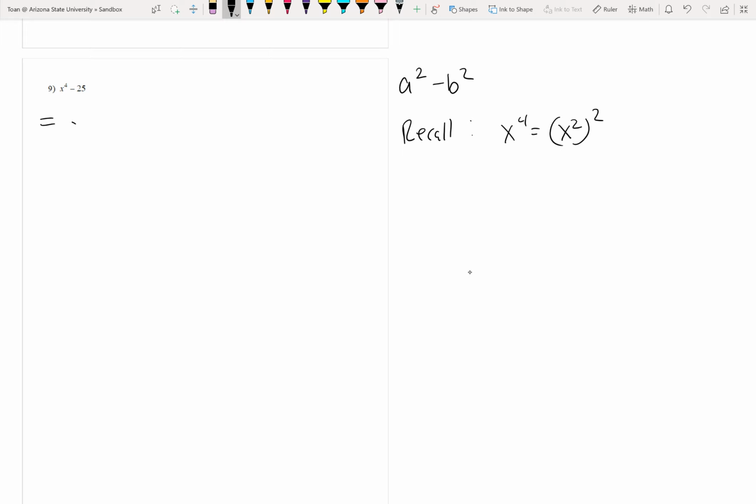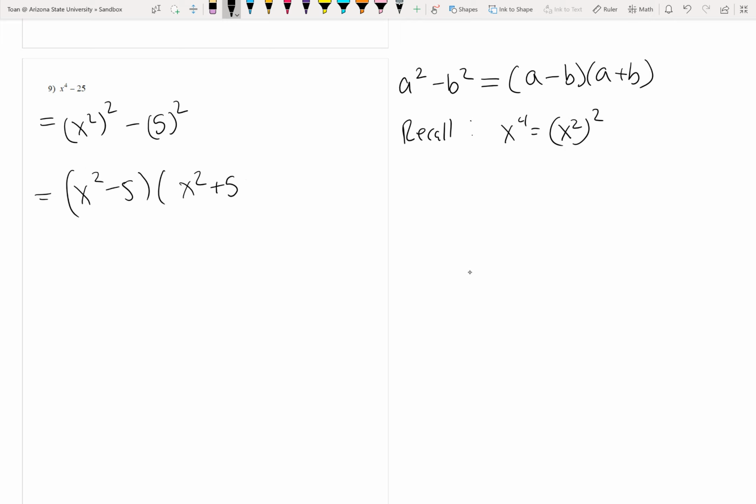This problem is just x squared squared minus 5 squared. And the difference of two perfect squares pattern says if you have perfect squares and you're subtracting, it always factorizes into square root minus square root times square root plus square root. So this guy should factorize into x squared minus 5, x squared plus 5. It's that simple.